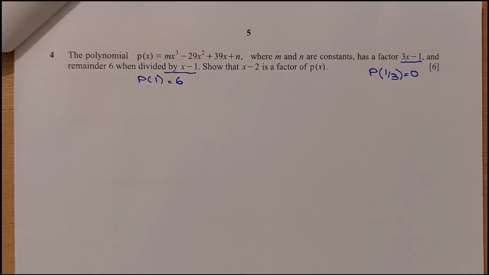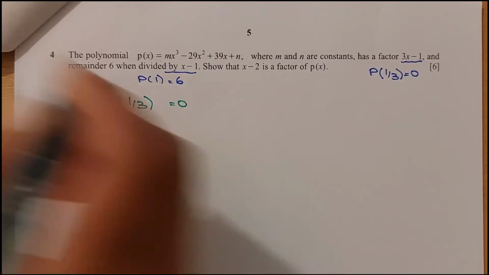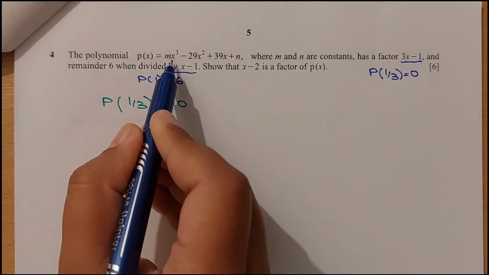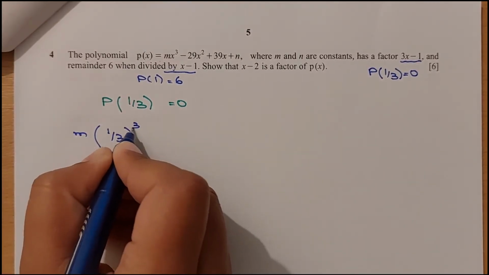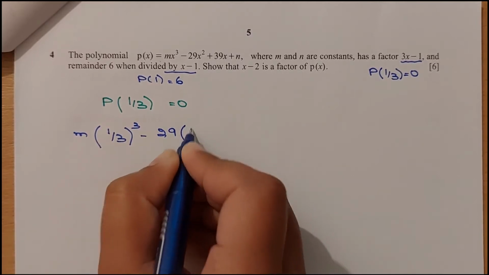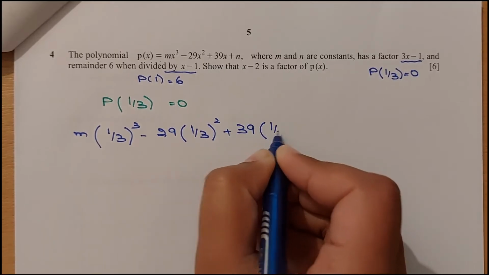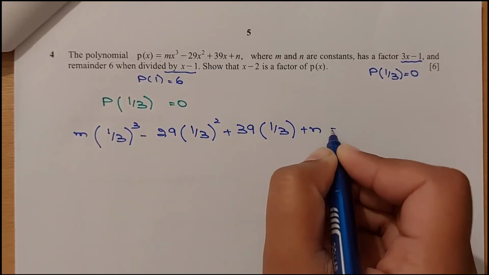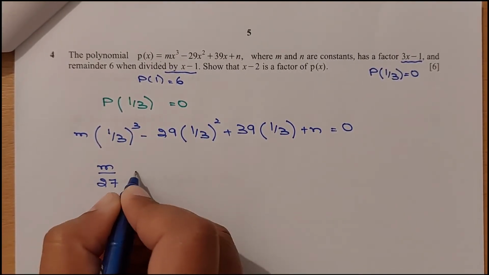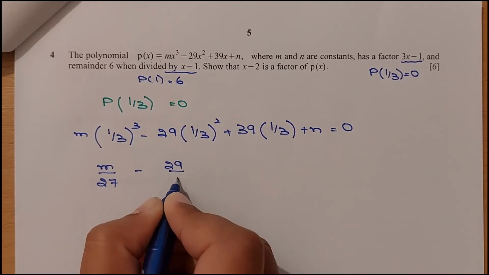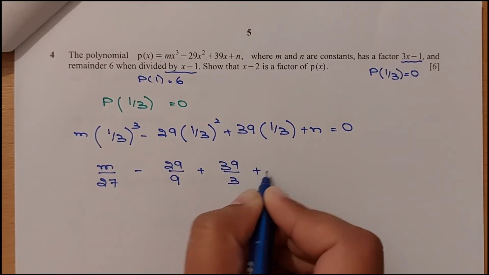So first we need p of 1/3 equals 0. Right, so what is p of 1/3? Just substitute x equals 1/3. So m times (1/3) cubed minus 29 times (1/3) squared plus 39 times 1/3 plus n equals 0. Right, let me simplify. This is m divided by 27 minus 29 divided by 3 squared, which is 9, plus 39 divided by 3 plus n equals 0.